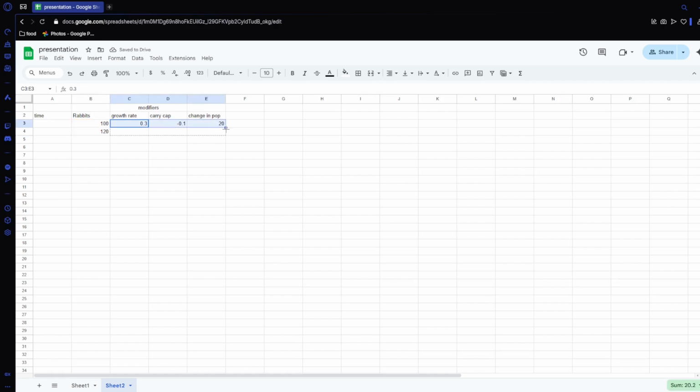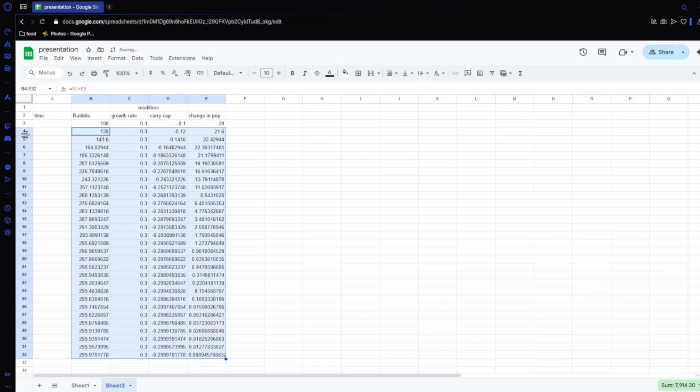And we can once again drag this down and see that the changes are, again, not nearly as severe. We went from 30 to 39. Now we go from 20 to 21.6. So let's drag this down. And once again, add in our time so that we can make a proper graph.